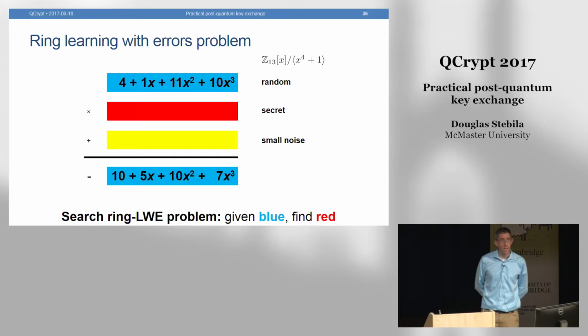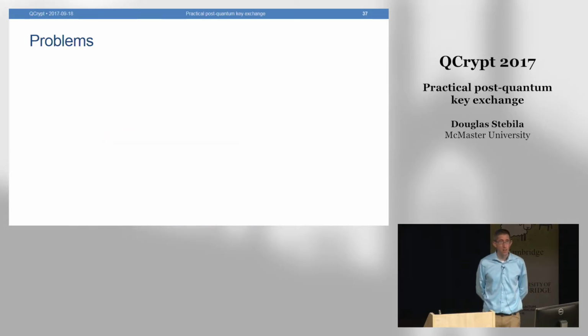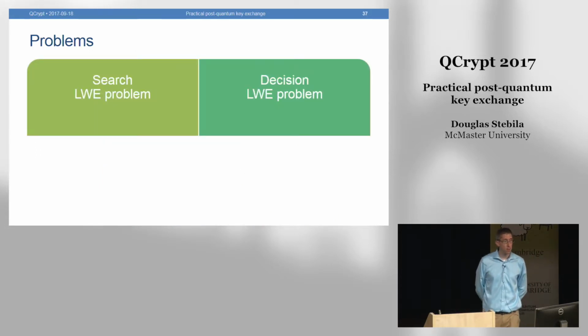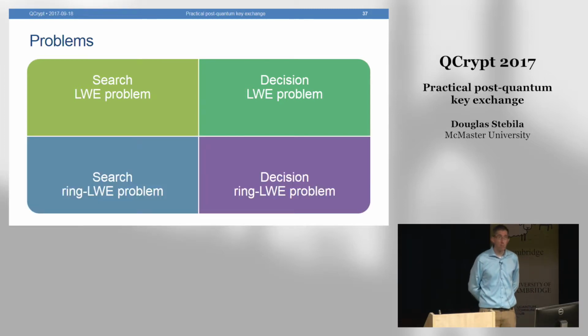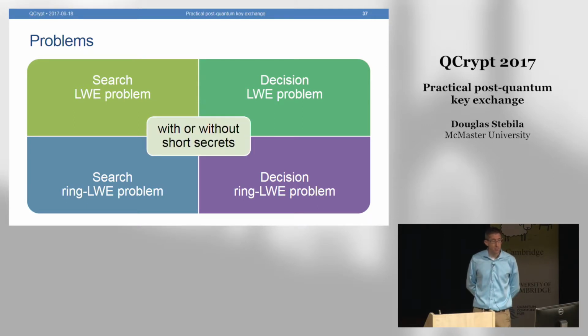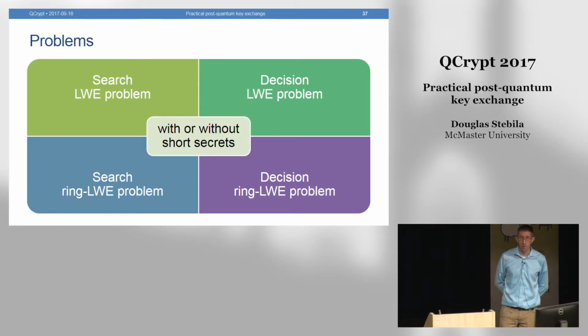So finally, we have our complete set of problems. We have the search learning with errors problem and decision learning with errors problem based on multiplying matrices and adding noise. And then we have the ring forms of that, multiplying polynomials and adding noise. And we can do each of these problems with or without short secrets. So these are the main families of problems that we're going to try to build cryptography out of.